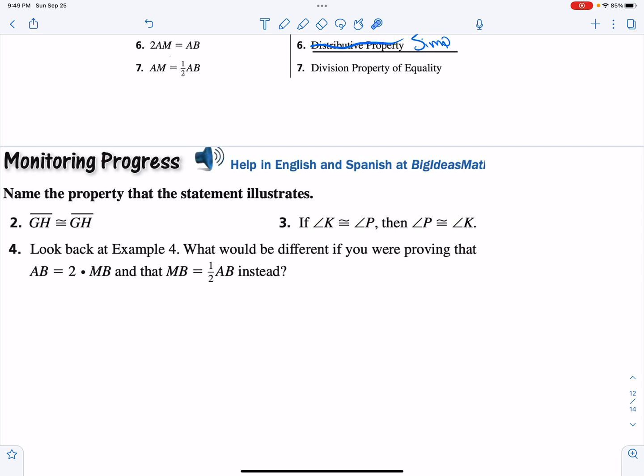Last thing, don't worry about number 4, but just write down what the properties are being illustrated. I'll let you pause real quick and try it. Okay, so number 2 is the reflexive property. And number 3 is the symmetric.